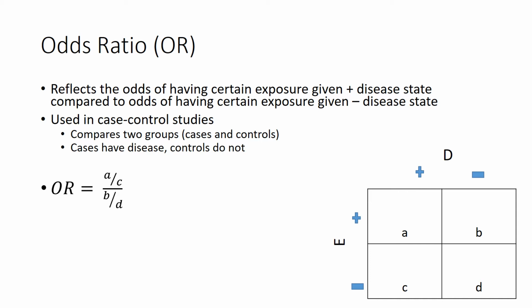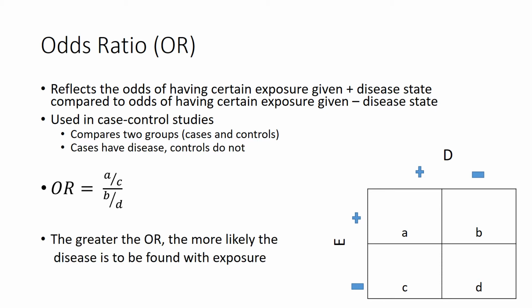Mathematically, odds ratio equals A over C divided by B over D. So it's a ratio of 2 different odds. The first one is comparing those who have the disease and were exposed compared to those who have the disease but were not exposed. So essentially odds of disease given plus minus exposure. The second group is B over D. For those who do not have the disease, odds of having the exposure. And then we'll have the 2 as a ratio, hence the odds ratio. The greater the odds ratio, the more likely the diseased is to be found with the exposure.